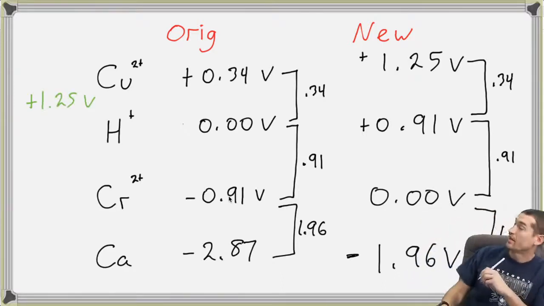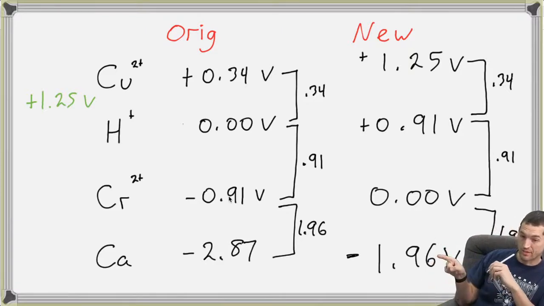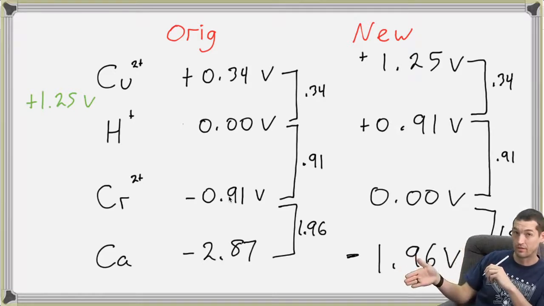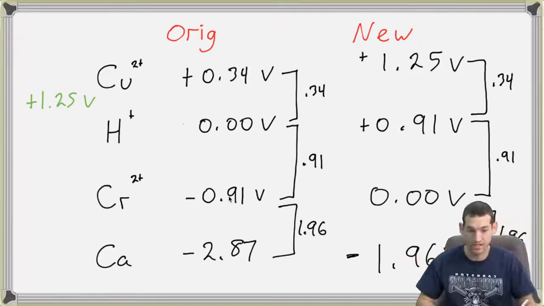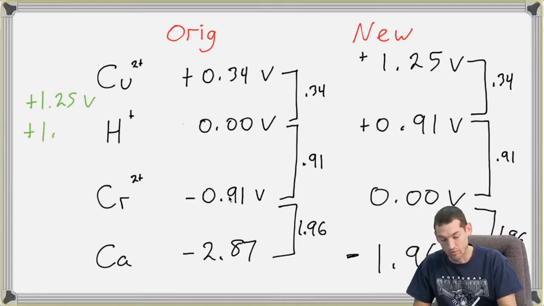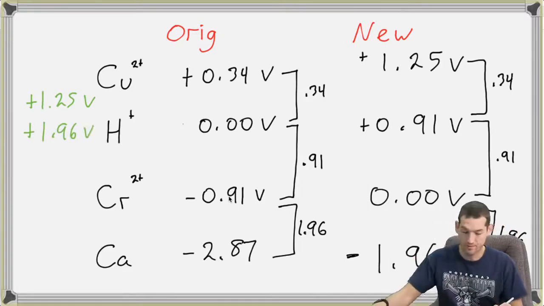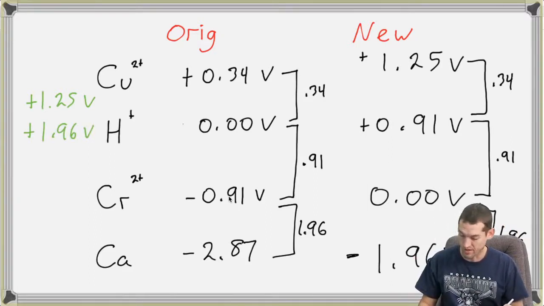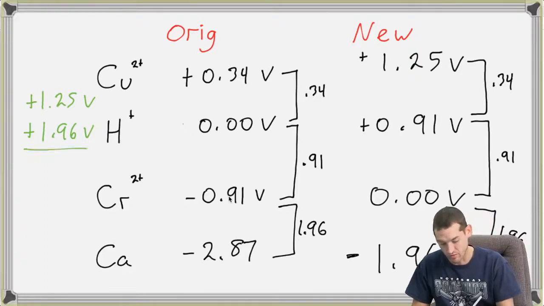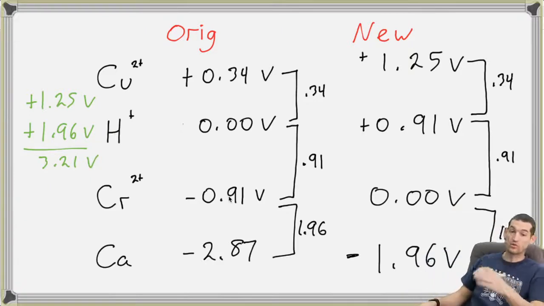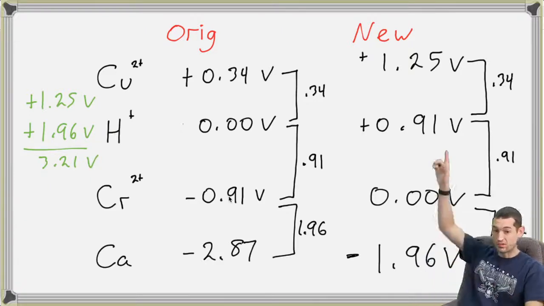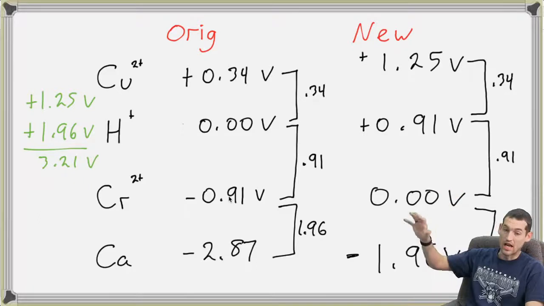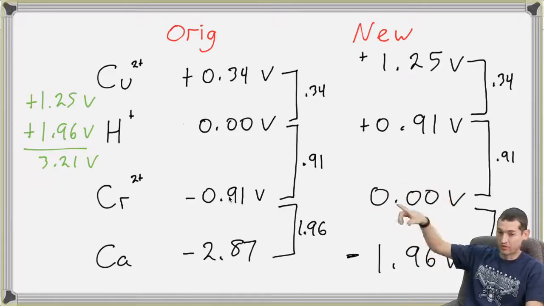Okay. Then I would take the calcium number right here, and because it's my strongest reducing agent, I would flip it. I would write it backwards, I would flip that voltage. So that's going to become a positive 1.96 volts, which would give me 3.21 volts. All right. Now, in order to get that, though, if I used these numbers over here for my new, I would have had to have done all of this in order to find that 3.21 volts.